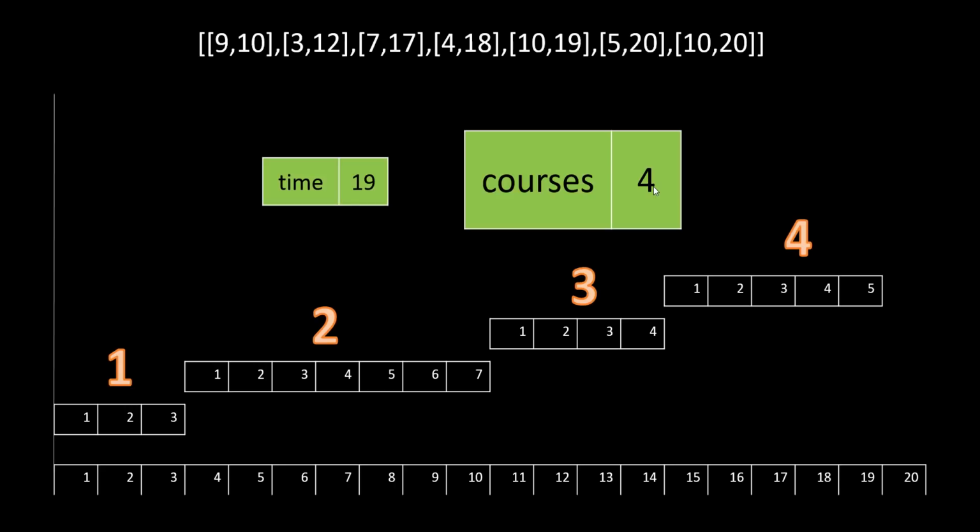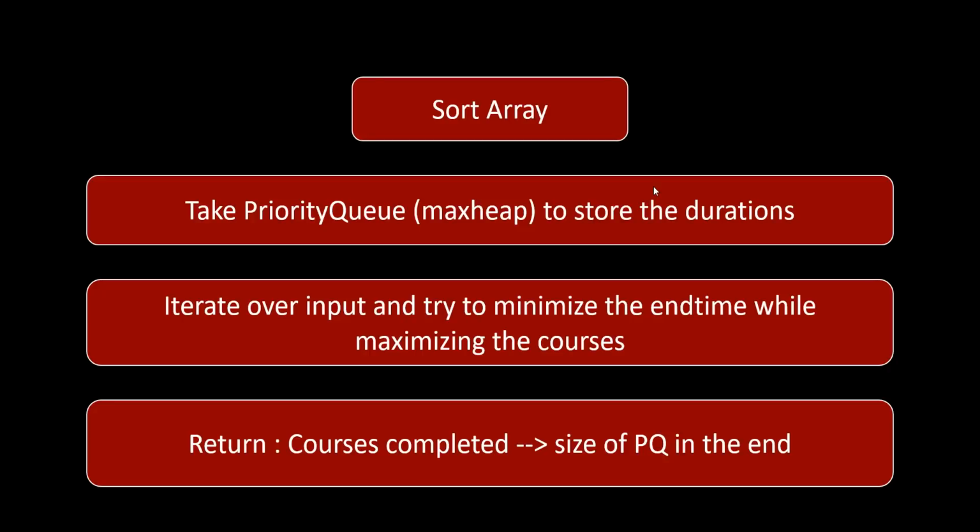Now let's recap what were the steps we need to follow. First is sorting the array. So we will be sorting the array based on the last day. Then we will be taking a data structure wherein we can easily get the maximum from it at any given point of time.